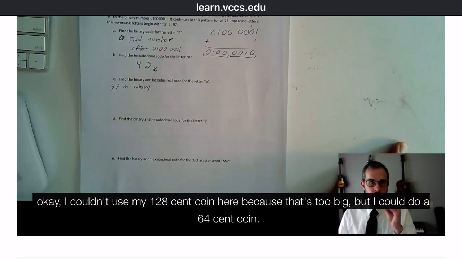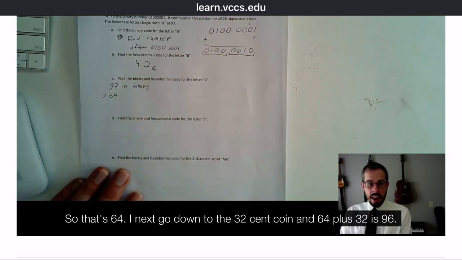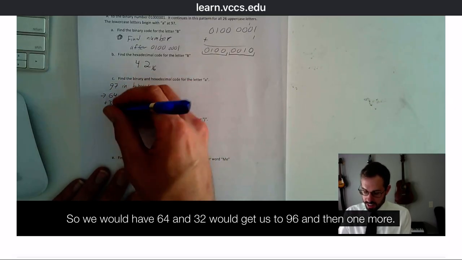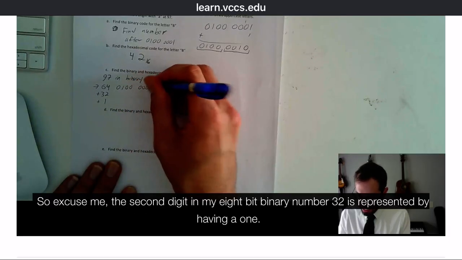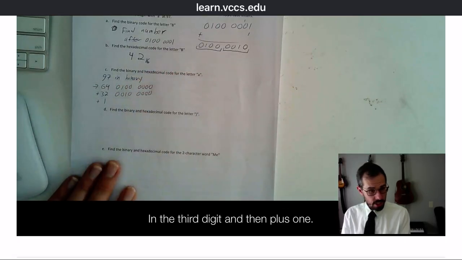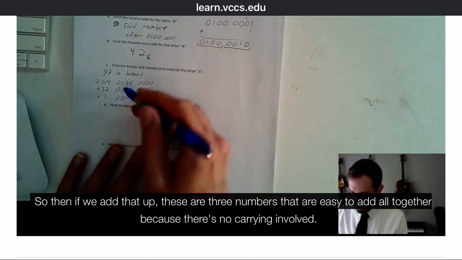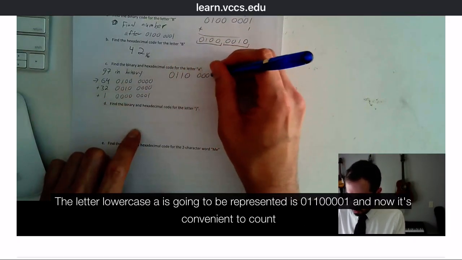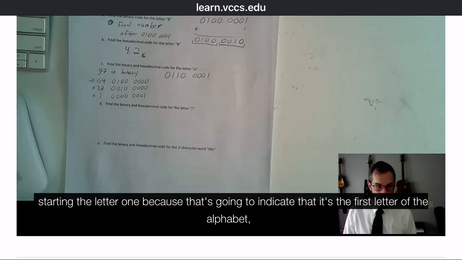Because we think, okay, I couldn't use my 128-cent coin here because that's too big, but I could do a 64-cent coin. So that's 64. I next go down to the 32-cent coin, and 64 plus 32 is 96. So 64 and 32 would get us to 96, and then one more. We already noted that 64 is when we have a 1 in the second digit of my 8-bit binary number. 32 is represented by having a 1 in the third digit. And then plus 1. These are three numbers that are easy to add all together because there's no carrying involved. The lowercase letter a is going to be represented as 0, 1, 1, 0, 0, 0, 0, 1. And now it's convenient to count starting the letter at 1 because that's going to indicate that it's the first letter of the alphabet. Same thing as we did right here.